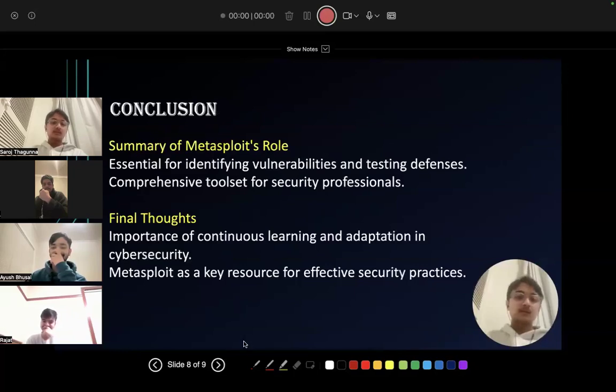In the conclusion, essentials for identifying vulnerabilities and testing defenses, and a comprehensive toolset for security professionals, are the summary of Metasploit's role, whereas the importance of continuous learning and adaptation in cybersecurity, and Metasploit as a key resource for effective security practice, are the final thoughts on zero trust architecture.